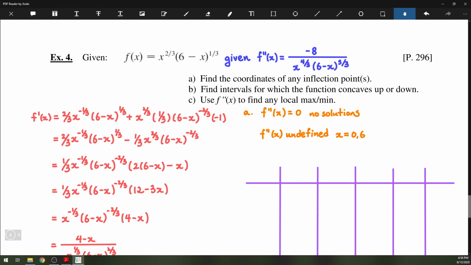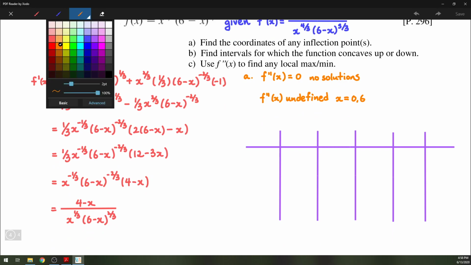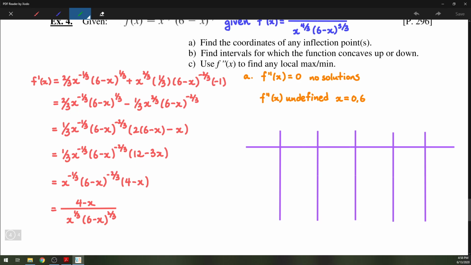So what we're going to do is kind of like what we did with the critical numbers. We're going to put it into this table here. So we have x is less than 0, then 0, then x is between 0 and 6, and then when x is equal to 6, and finally when x is greater than 6. And we're looking at the behavior of the second derivative, and that is whether it's positive or negative in those intervals to see if the function is concaving up or down.